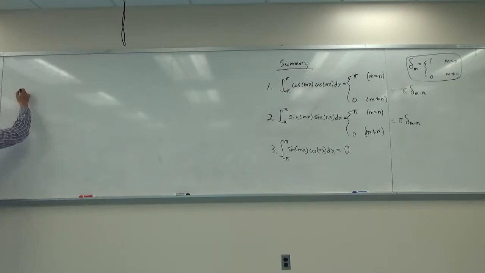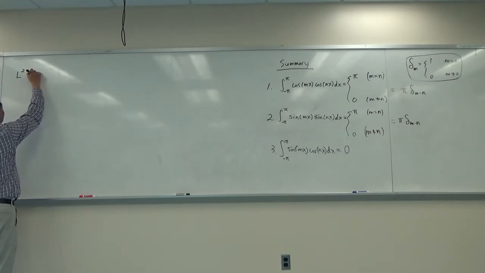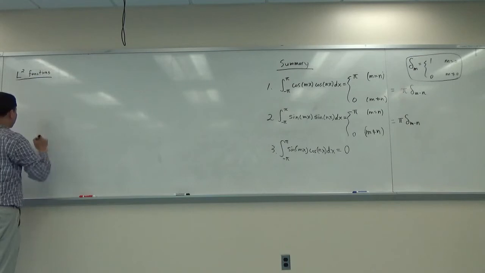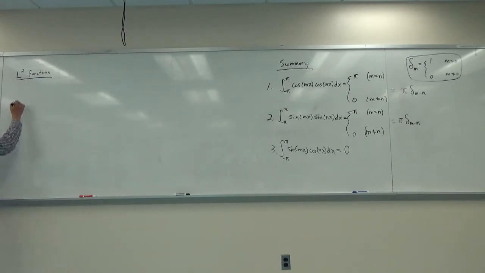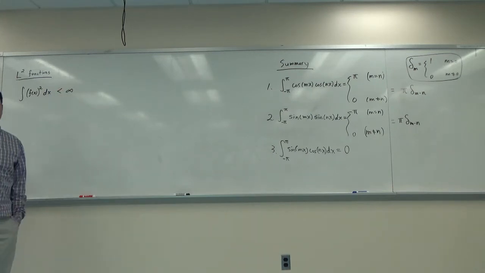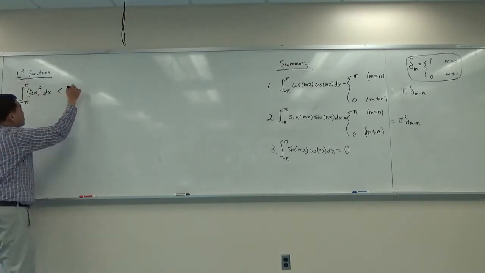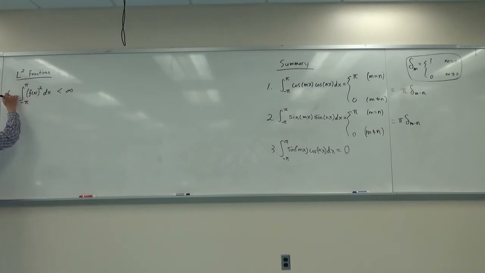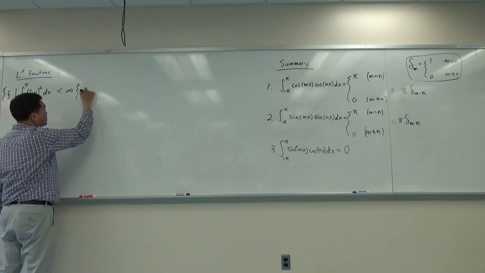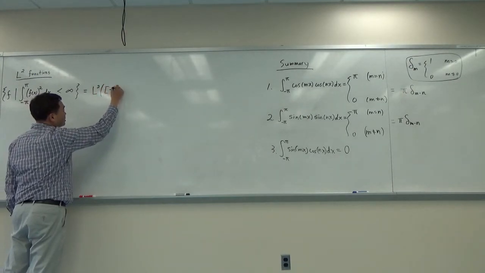So let's talk about L2 functions. What are L2 functions? These are functions whose square can be calculated and has a finite value. L2 functions can be over any interval, but let's talk about L2 functions over negative pi to pi. If you collect all the functions which satisfy the property that the square is finite, this is called L2 of negative pi to pi.